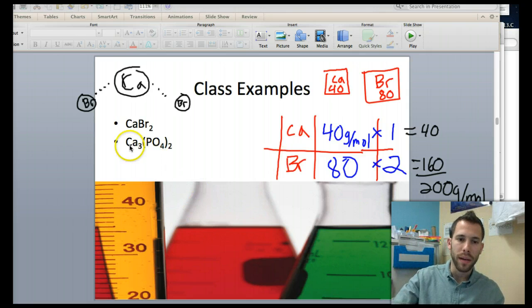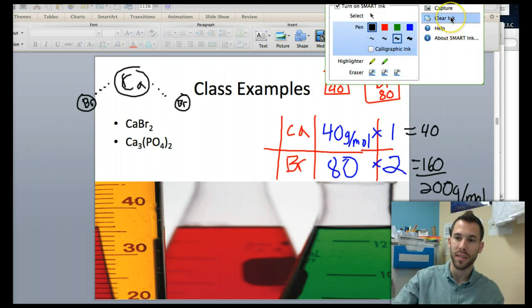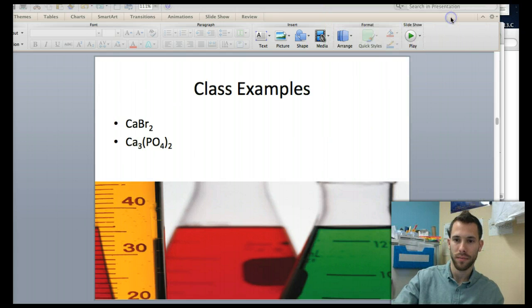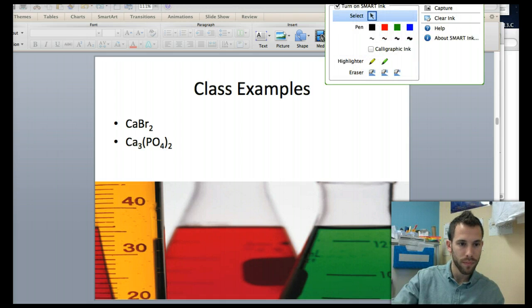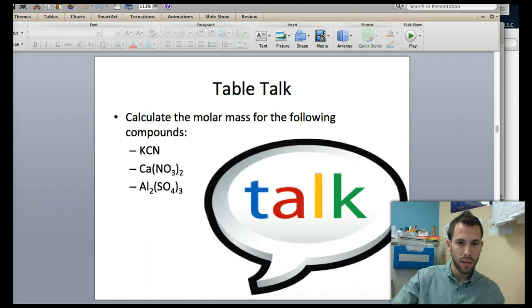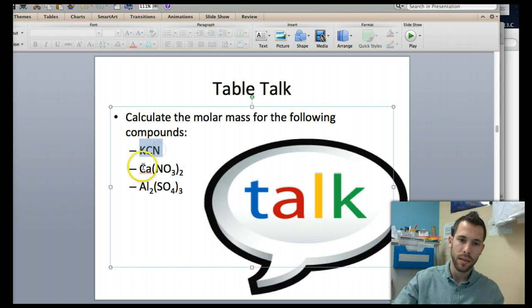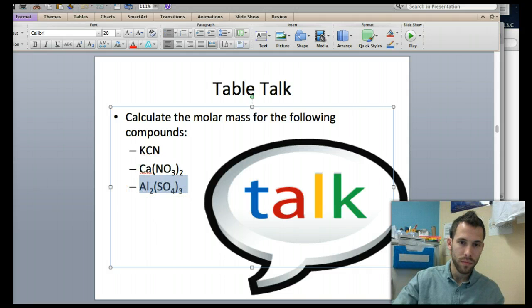So go ahead and try the same thing with 3 calciums, 2 phosphorus, and 8 oxygen in Ca3(PO4)2, calcium phosphate. Give it a shot, and you'll find the answer on my wiki space. All right. So go ahead and give these 3 a shot right here. Calculate the molar mass of KCN, calcium nitrate, and aluminum sulfate.